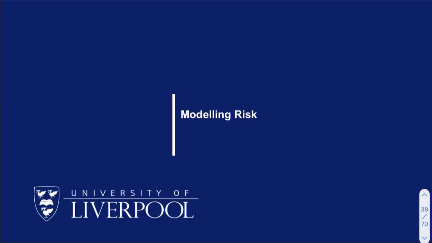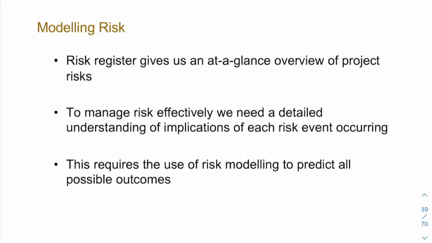So, last thing we want to look at is modeling risk. So we've looked at identification, we've looked at evaluation, we've looked at ranking prioritization, we've looked at mitigation and contingency, we've looked at the budgeting, now we're looking at modeling risk. So the risk register will give us an overview of the risks. Managing the risks means we need to understand the implications of each risk occurring. This requires use of modeling to predict possible outcomes.